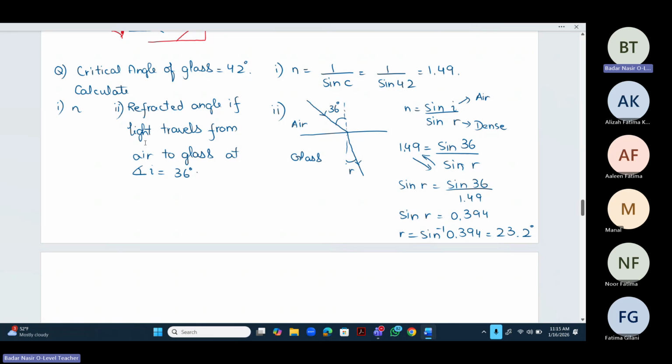Then he said, if the light is traveling from air into the glass and the angle of incidence is 36 degrees, calculate its refracted angle. So we use the other formula, n equals sin I over sin R. Use the value of n that you calculated from the previous part. After that, swap the positions of the two, and then you take the sine inverse and you get the value of the refracted angle.